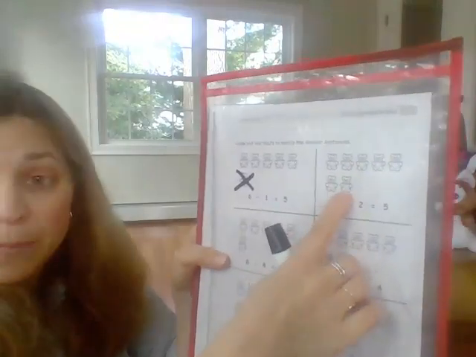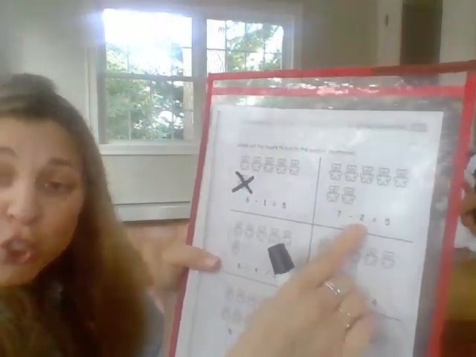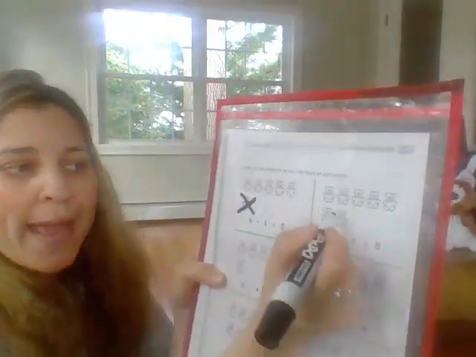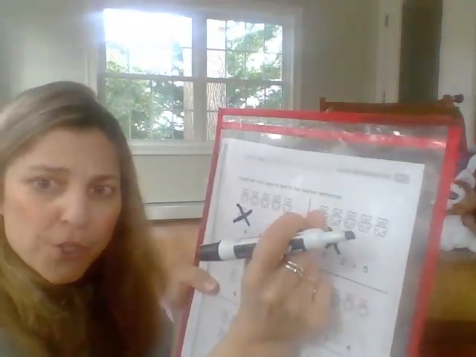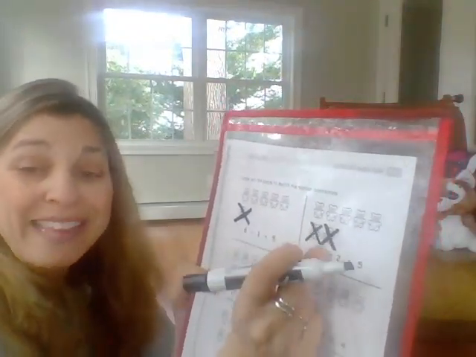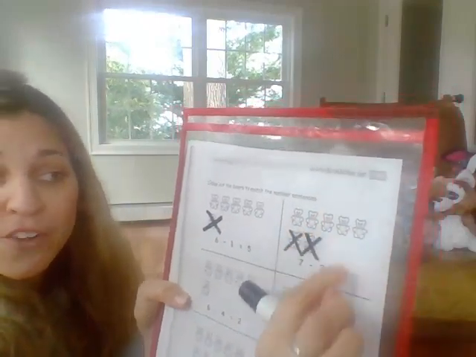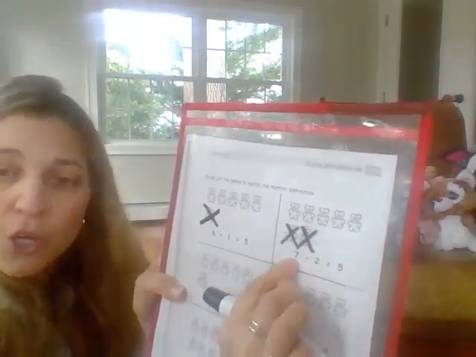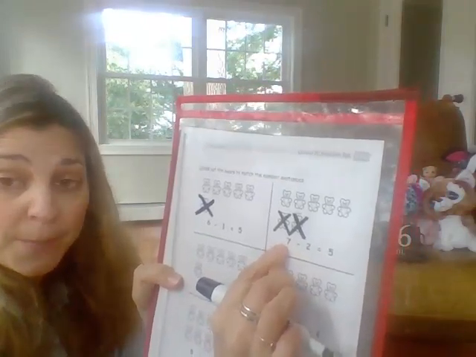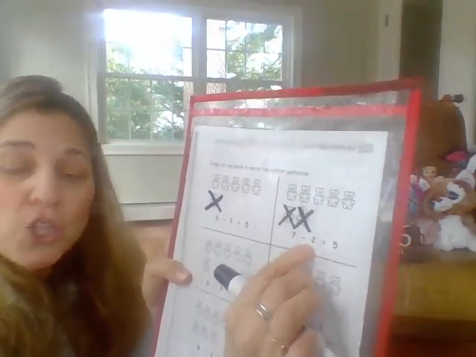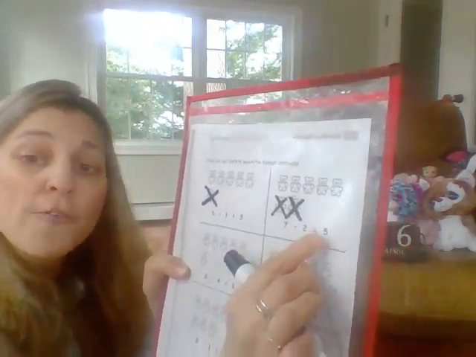Next one, we have 7 bears. And it says minus 2. That means take 2 away. I'm not going to do it from the first one. I'm going to do it from the last one. I'm going to take 2 away, and then you can see visually how many are left, that 5 are left. Now you're going to read the number sentence with me. Say 7 minus 2 equals 5.